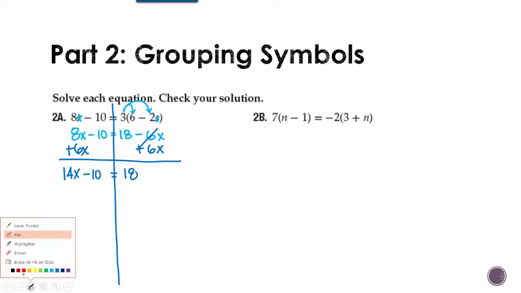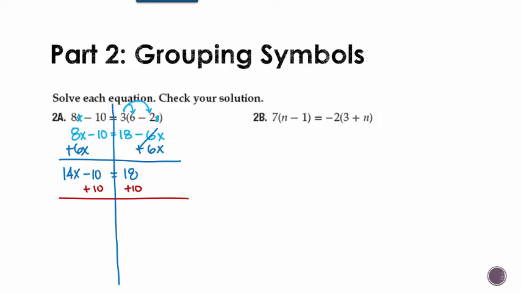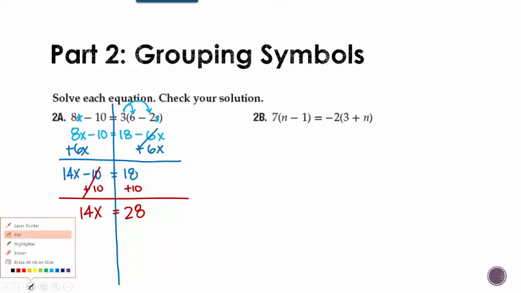So now that all my x's are on the left side, I want to move all my numbers to the other side. So the opposite of negative 10 is positive 10. We'll cross those off. So all that's left over here is 14x, and that's the same as 28. So now 14 and x are multiplying, so to undo that, I just have to divide.